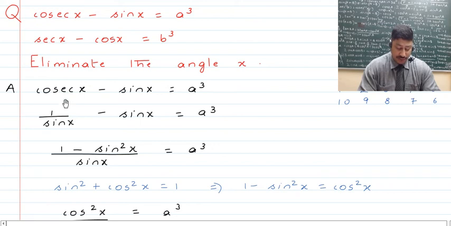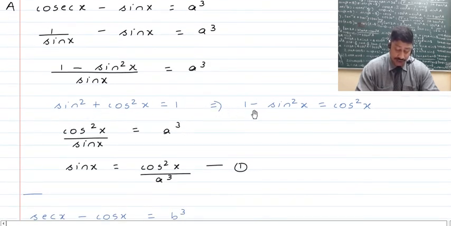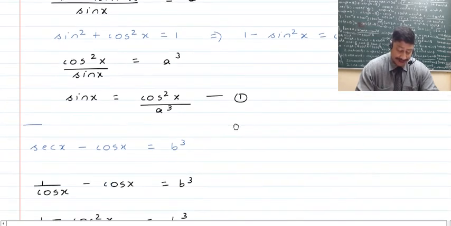Now the first equation is cosec x minus sin x is equal to a cube. So here what you do is you can write this cosec x as 1 upon sin x, as the inverse of cosec x is 1 upon sin x. Next, now when we take an LCM in both of these fractions, we have 1 minus sin square x upon sin x. Remember, sin square x plus cos square x is equal to 1. As such, 1 minus sin square x will become equal to cos square x, which can be now replaced in the numerator. So you have cos square x divided by sin x, which is equal to a cube, and thus from here you can find out the value of sin x, which is cos square x upon a cube, which in times to come is going to be handy.